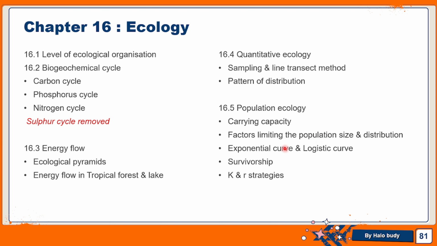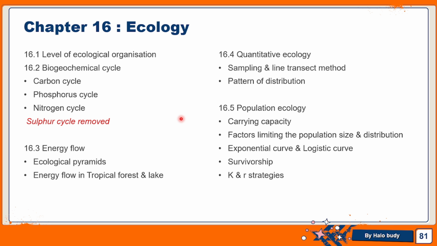Also, the exponential curve and the logistic curve, which are population growth curves, and also survivorship. Different organisms have different types of survivorship. Like humans have one type of survivorship, turtles have another type, and squirrels have another. There are three main types of survivorship that you need to learn, and also K and R strategies. K and R strategy is in population ecology, to differentiate between their survival behavior.